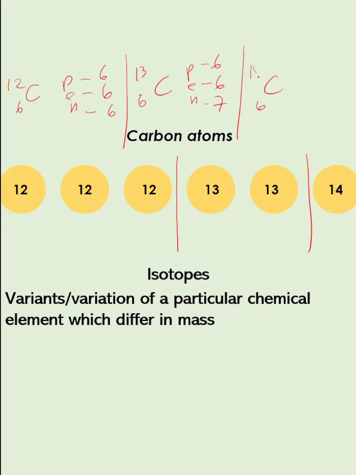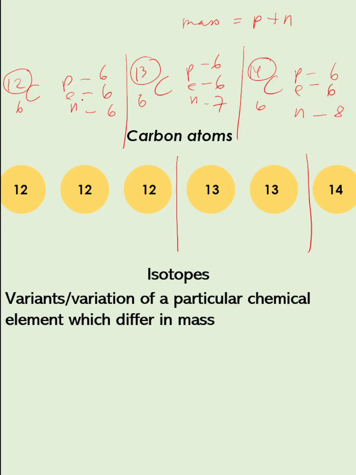For carbon 14, we have 6 protons, 6 electrons, and then we have 8 neutrons. So again, in this case, they have different mass numbers, and again, the mass is equal to the protons plus the neutrons.